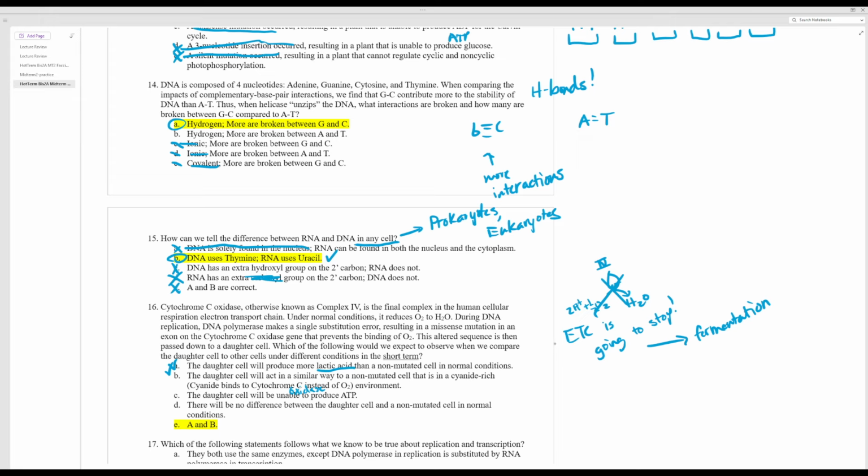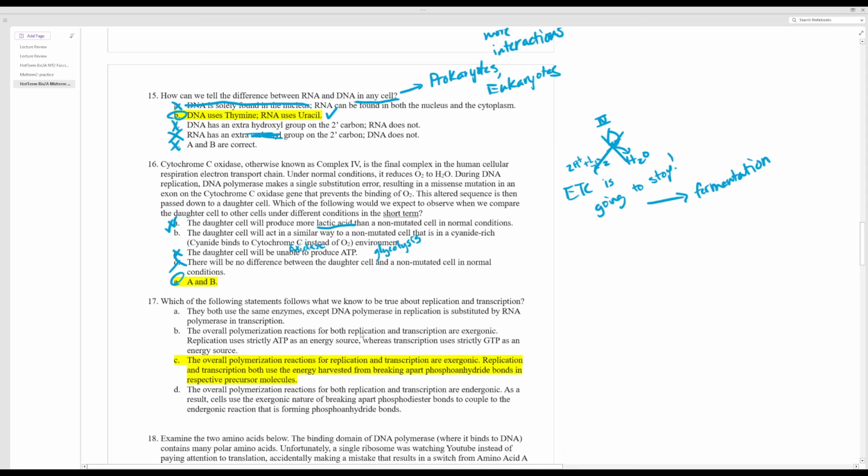So they will act in a similar manner, right? They will both undergo a fermentative pathway. C, the daughter cell will be unable to produce ATP. Well, yes, it would be unable to produce ATP from the ETC, but it can still produce ATP from glycolysis. D, there will be no difference between the daughter cell and a non-mutated cell in normal conditions. That's not true, right? We know one's going to undergo fermentation. So our answer is E.